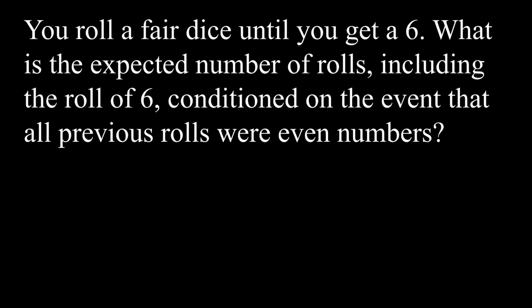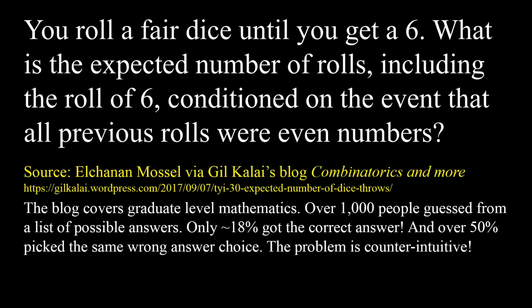It was posted to a blog which generally covers graduate-level mathematics. Over 1,000 people guessed what the answer would be from a list of possible answer choices. Only about 18% got the correct answer. Furthermore, over 50% of this mathematically educated audience guessed the same wrong answer choice. The problem is quite counterintuitive.